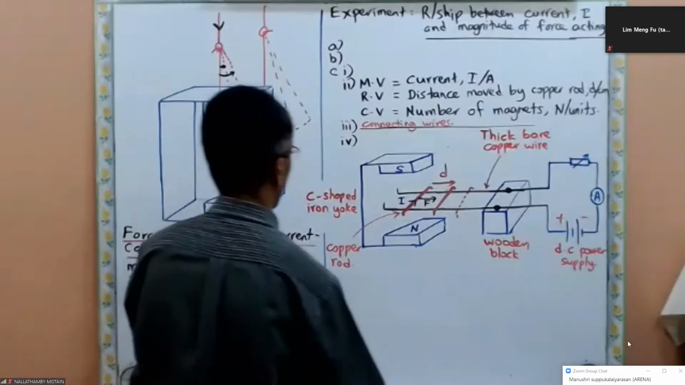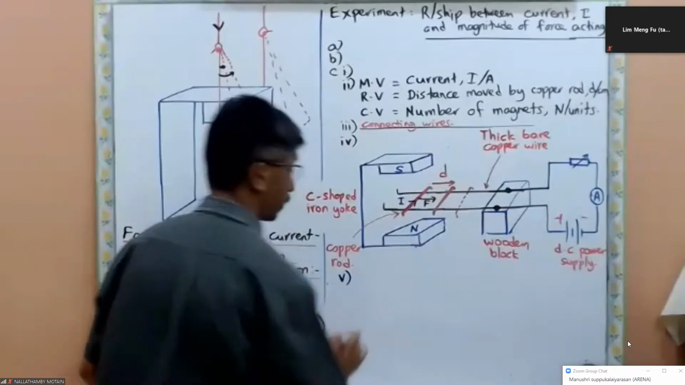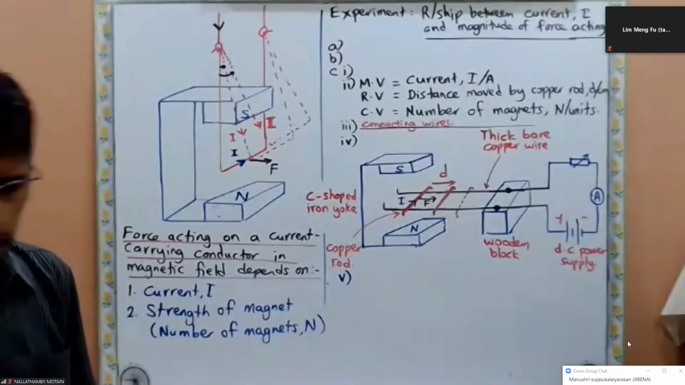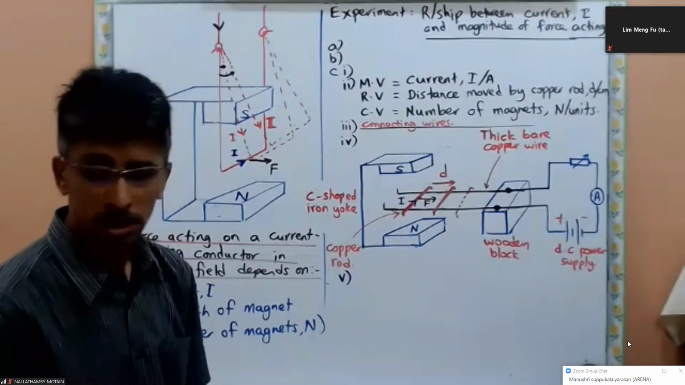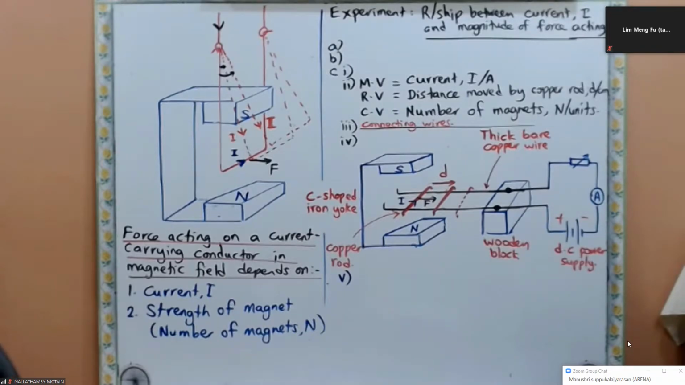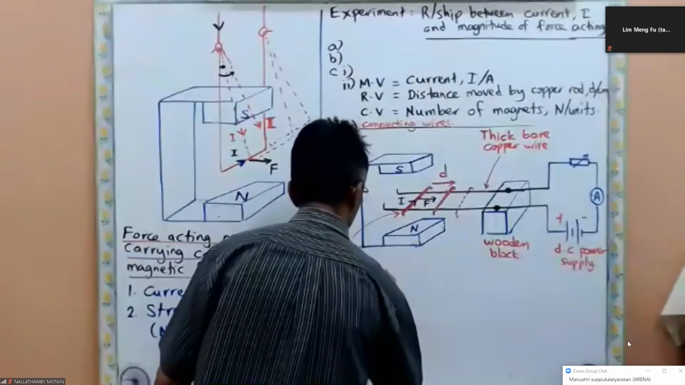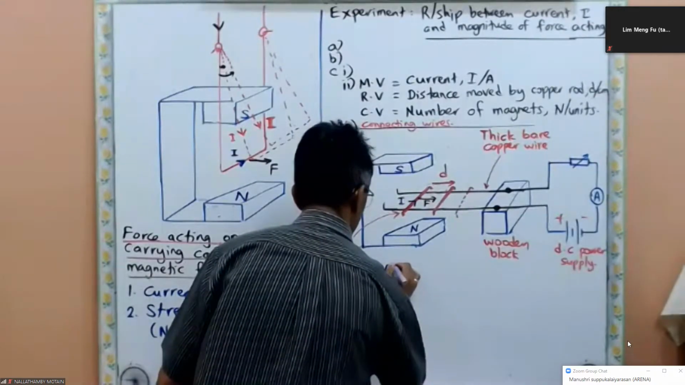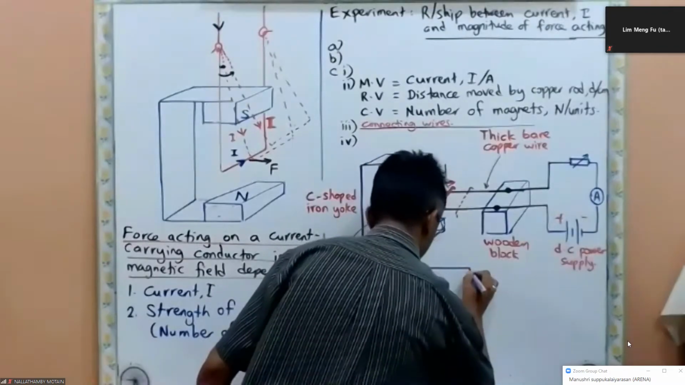Now for number 5, the procedure. For the procedure, you leave about 6 to 7 lines. Leave it. Then we go for number 6, which is tabulation of data.